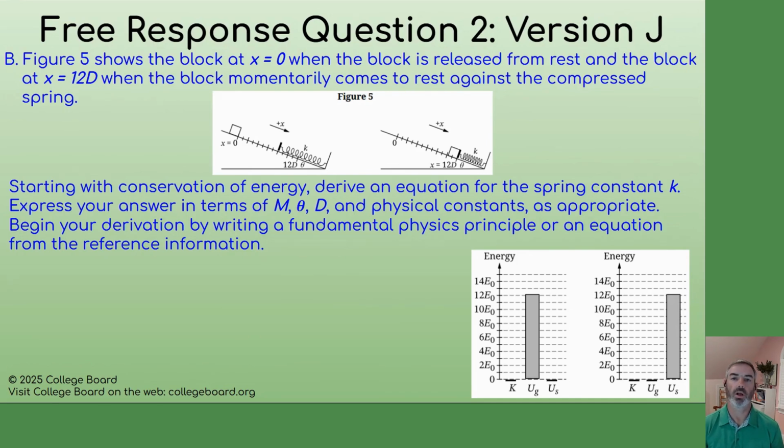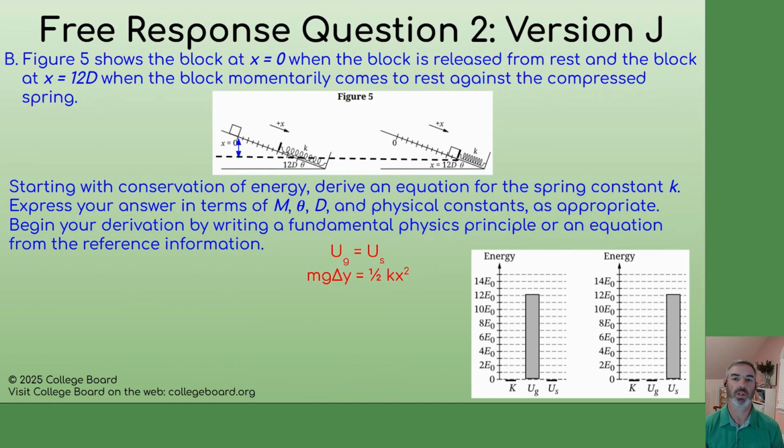Now we can write our conservation equation, where gravitational energy is equal to the stored spring potential energy. We can look on our reference tables and find the equations for each type of energy. So we end up with mg delta y equals 1/2 kx squared. And that delta y, the change in height, is what we need to represent in terms of theta and d. If we draw a dashed line and represent the height that we're trying to find, that's just the opposite side of this triangle. So the opposite side is just going to equal the hypotenuse times sine of the angle.